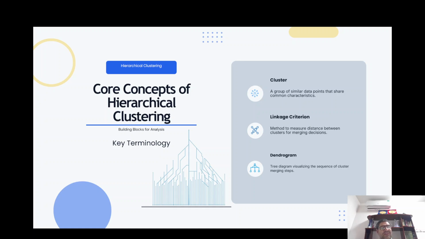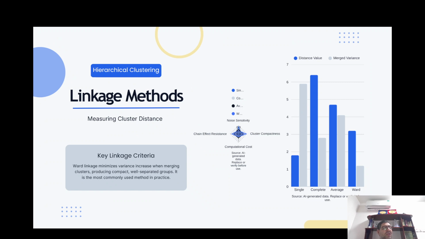A dendrogram is a tree diagram visualizing the sequence of cluster merging steps. This is a graphical representation of these clusters, from which we can visualize the sequence of clusters and the merging steps, how they are merging. So these are the basic fundamental terminology which is going to be used.